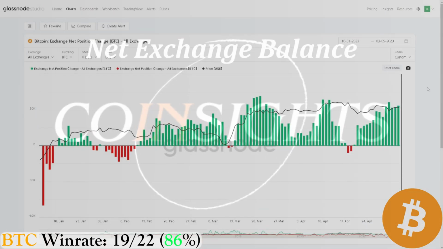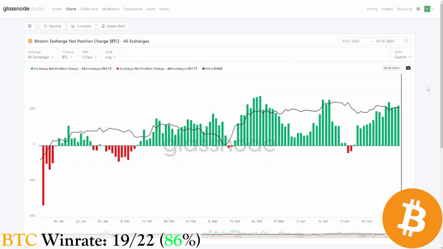I also wanted to take a quick look at the Bitcoin exchange net position on all exchanges. This just means how much Bitcoin is coming onto and off of exchanges, and the green means that Bitcoin is coming onto exchanges. And usually when that happens, you see a lot of bearishness or bearish price action. And the fact that we have a surplus of Bitcoin coming onto exchanges as price action is moving to the upside, this is a fairly bearish sign, as more Bitcoin on exchanges provides more liquidity for sellers.